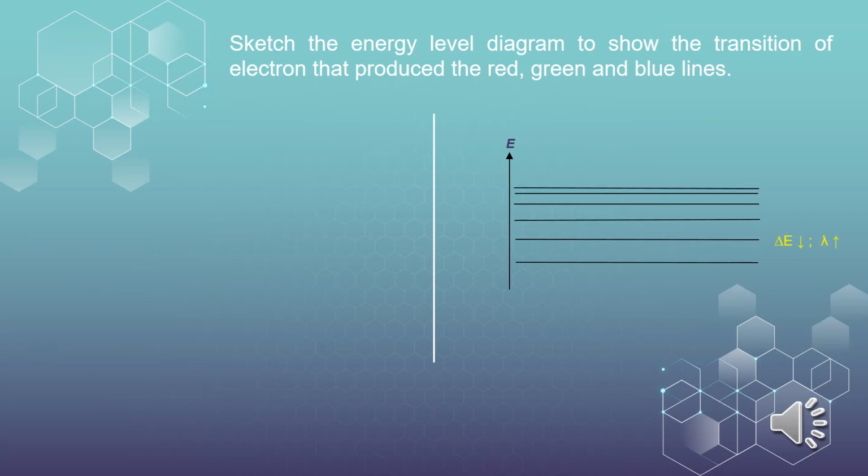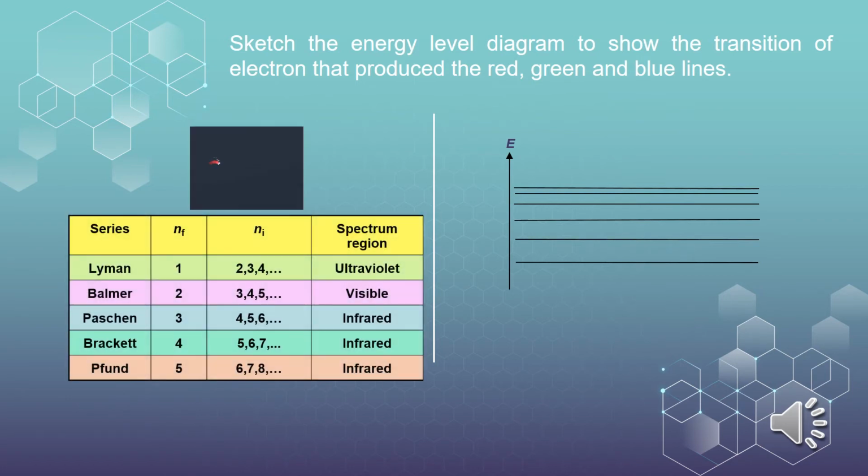So now, let's find the clue to identify the ground state. As we know, there are 5 series in atomic hydrogen emission with different ground states. For this question, the information is about the Balmer series, because the lines that can be seen exist in the visible spectrum region. That means the ground state is n equals 2. Let's mark the ground state as n equals 2, followed by n equals 3, and so on.